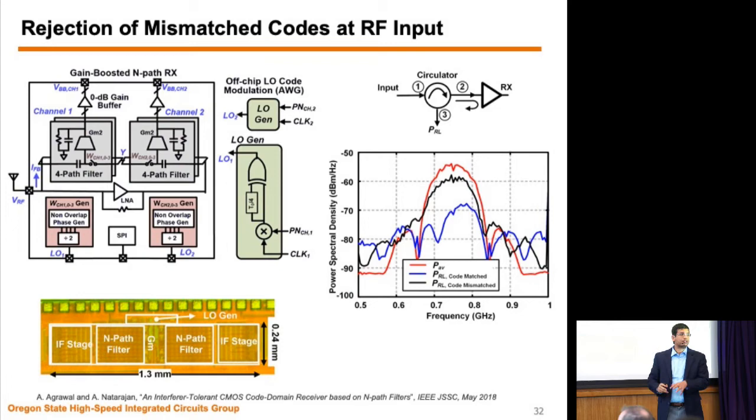So this is important because once you reject the jammer before the LNA, you don't amplify the jammer. So you have much better blocker tolerance. So we are able to show that we can reject in the code domain. This is to show concurrent reception.